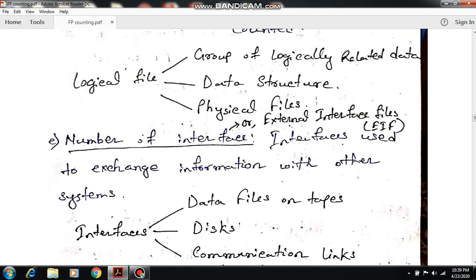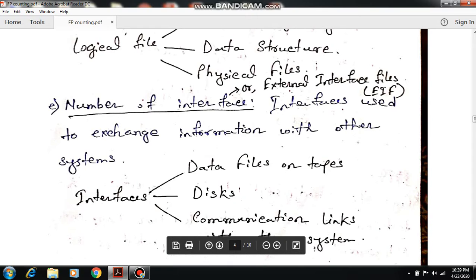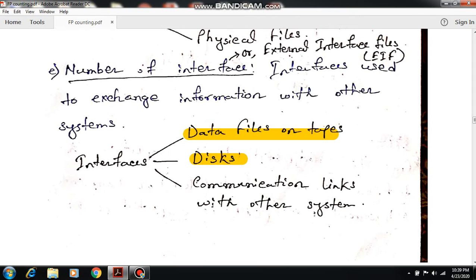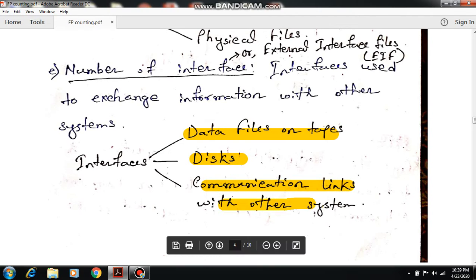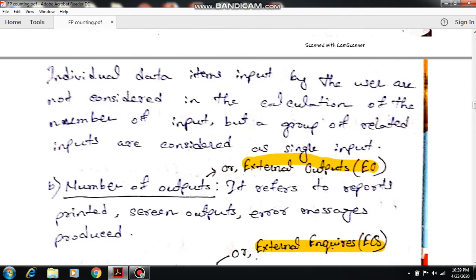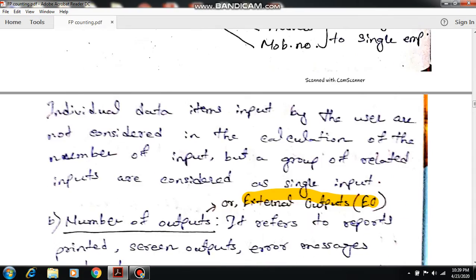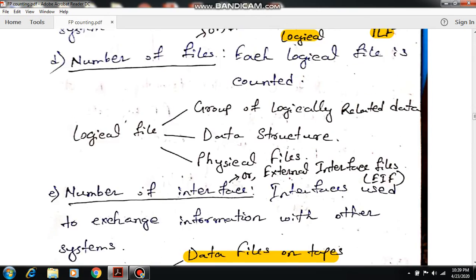Now the last one is the interface. You already know what an interface is. An interface is used to exchange information with other systems. An interface may contain data files, tapes, disks, or communication links with the other system. So these are the 5 parameters to calculate the UFP, the unadjusted function point.